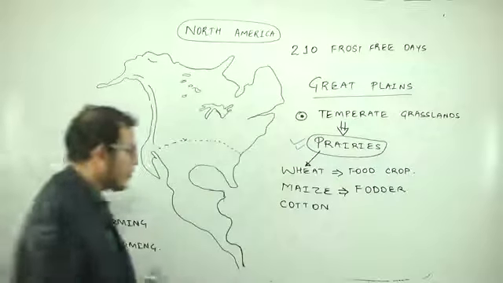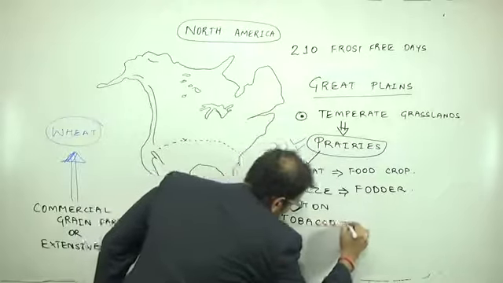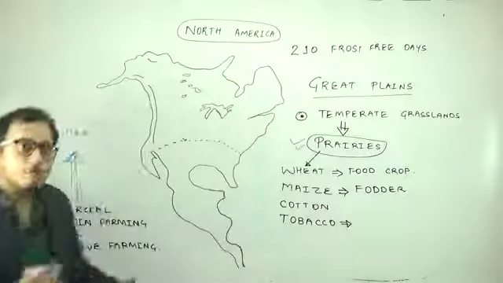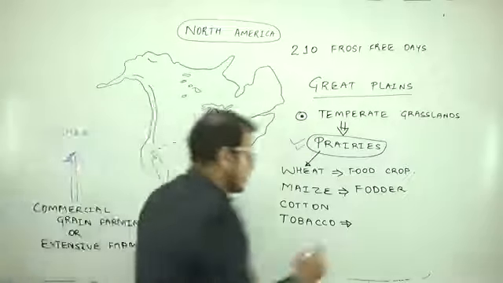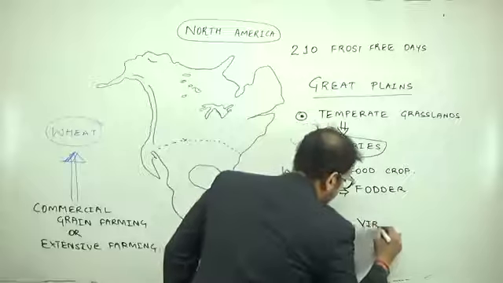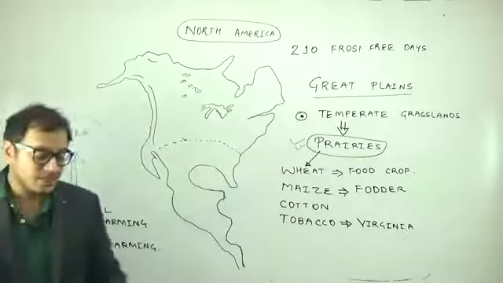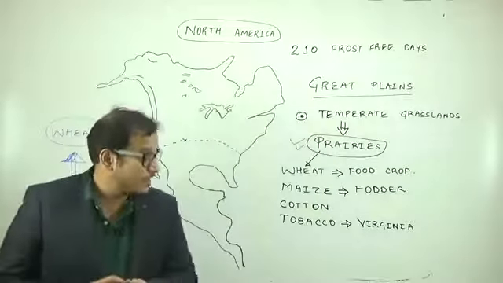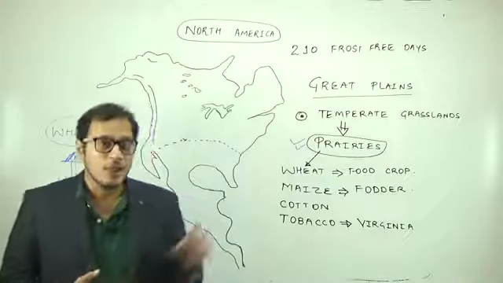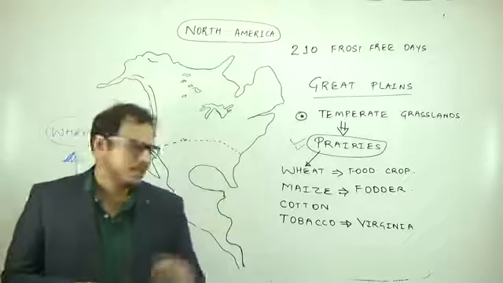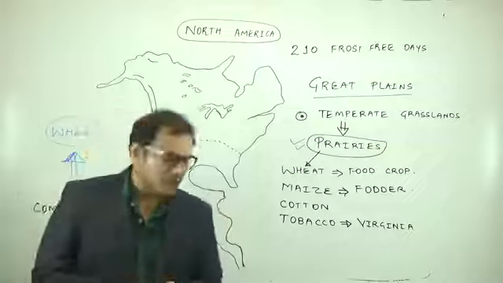The next important crop here is tobacco. One of the best qualities of tobacco, the Virginia tobacco, is grown in this region. So remember, if the question comes, which state of USA is famous for tobacco, it is Virginia itself. Virginia tobacco is considered to be the best quality of tobacco, and it generally goes into making cigars and so on, but remember that it is the best quality of tobacco.